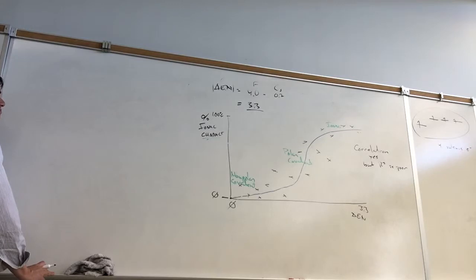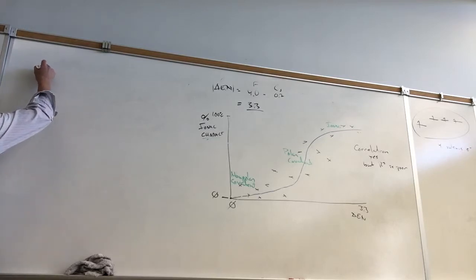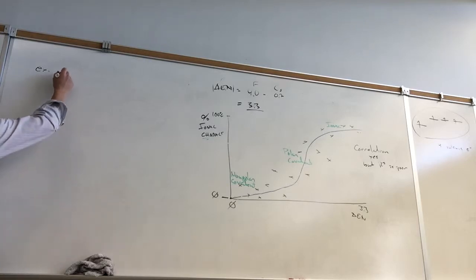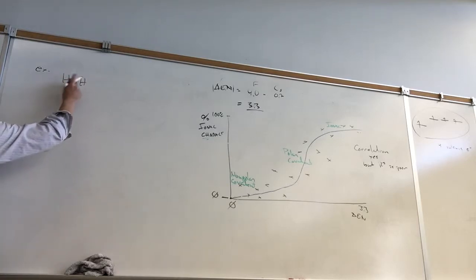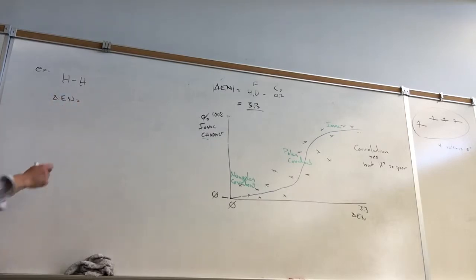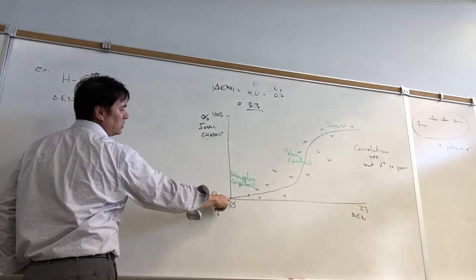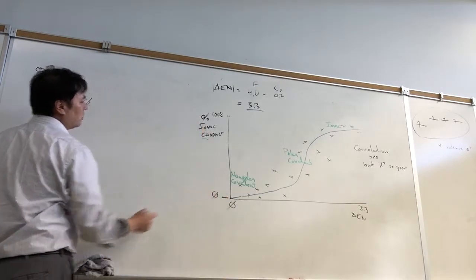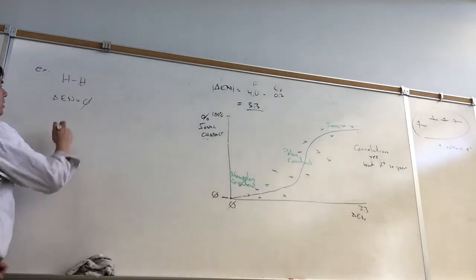All right, let's look at some examples here. Examples would be something like this: hydrogen. What's delta EN here? The delta EN, there's no difference. They're both hydrogen atoms. And so this would have a delta EN of 0, which means its percent ionic character is 0. And so this is 100% covalent.